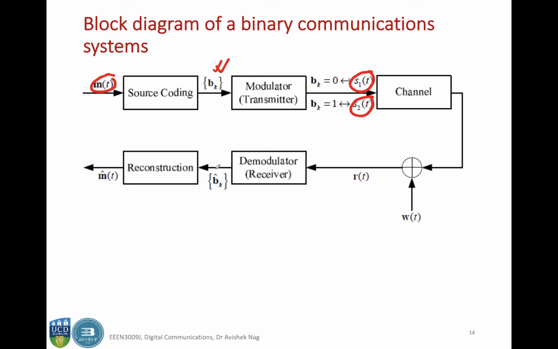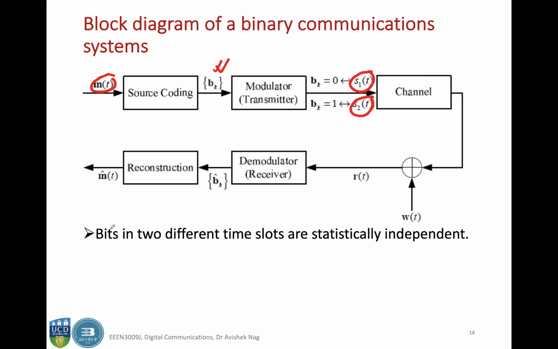And in the demodulator, you are basically trying to estimate what was the symbol or what was the bit in this case, because it's a binary modulation, binary communication, so you are just sending one bit at a time. So your demodulator is trying to estimate that bit b_k hat from this received signal, and then trying to reconstruct the original message bearing signal m(t). So what does this imply?